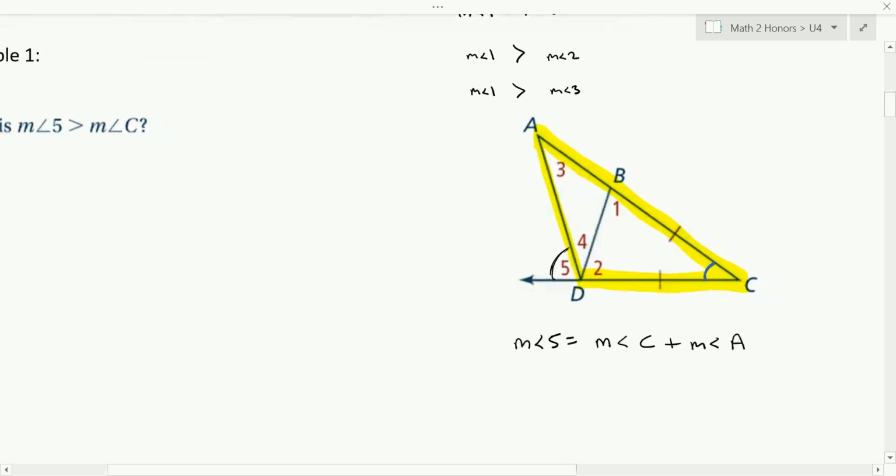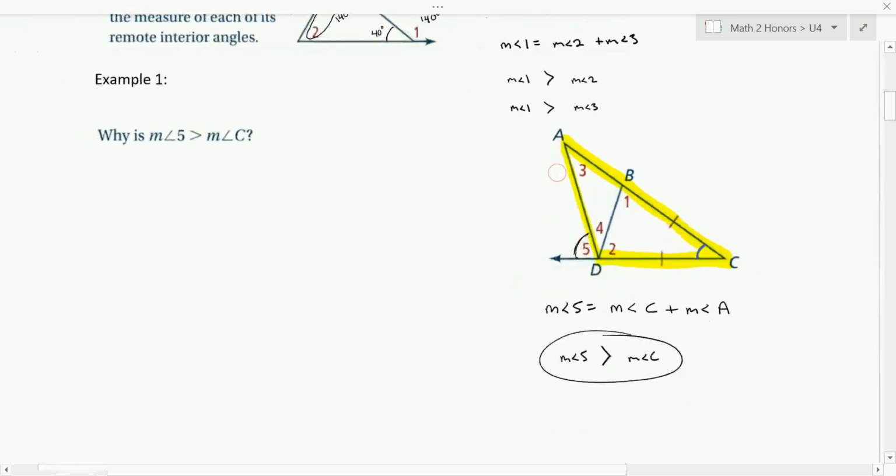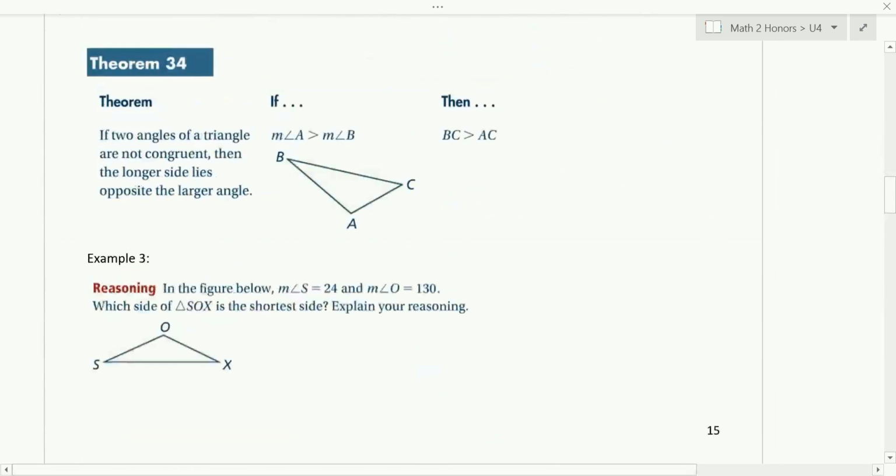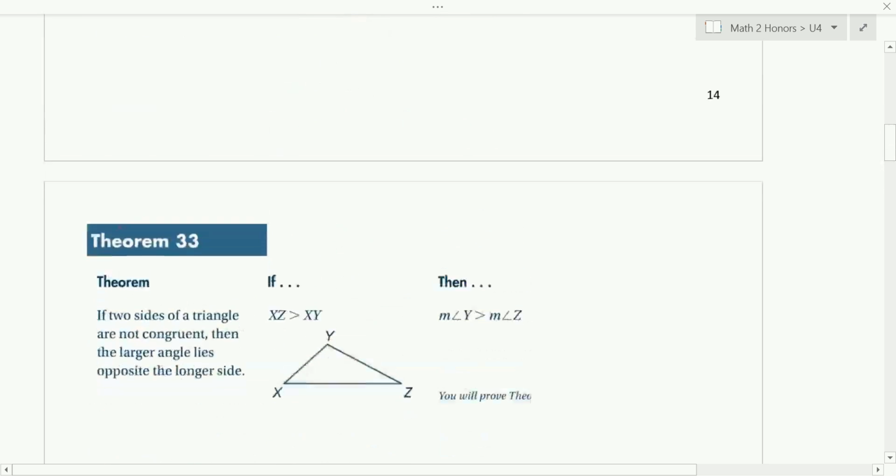So that's what the exterior angle theorem says. So if that's true, and we just want to compare the measure of angle 5 with the measure of angle C, which one's got to be bigger? Measure of angle 5. So the reason behind this is, well, we start with the exterior angle theorem. We get this equality, and we know that the measure of angle A has got to be bigger than 0. So the measure of angle 5 has got to be bigger than the measure of angle C. Okay. Look at the next theorem. Theorem 33.